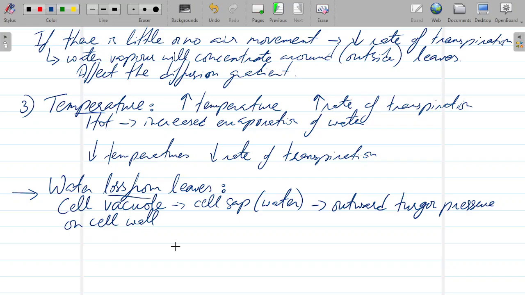All right, so there's an outward turgor pressure, and what this does is it forces some of the water out of the cell wall.